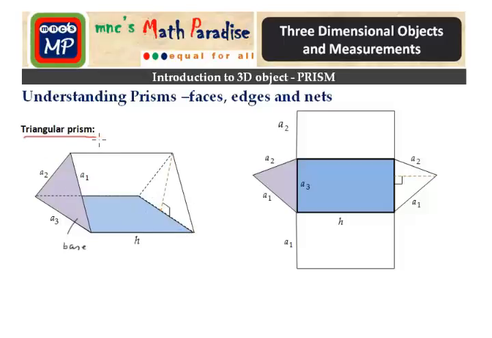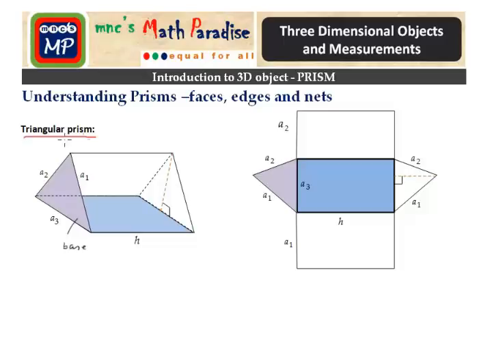So for a triangular prism, for any prism, each of these sides is called its face. That is, this two-dimensional plane, which is part of a prism, is called a face. And these connecting lines, which are exposed outside, are called edges.